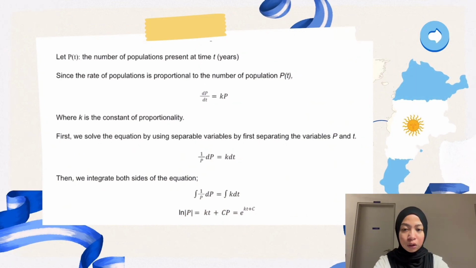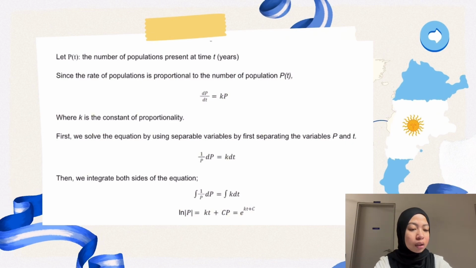First of all, we're going to let P(t) be the population at time t in years. So we start with the differential equation, which shows that the rate of change of population is proportional to the current population. To solve it, we use separation of variables. We now see that P and t are on different sides of the equation. Now we will integrate both sides, and then we will solve for P. After that, we can express P in terms of C and e^(kt), and we get the general solution.